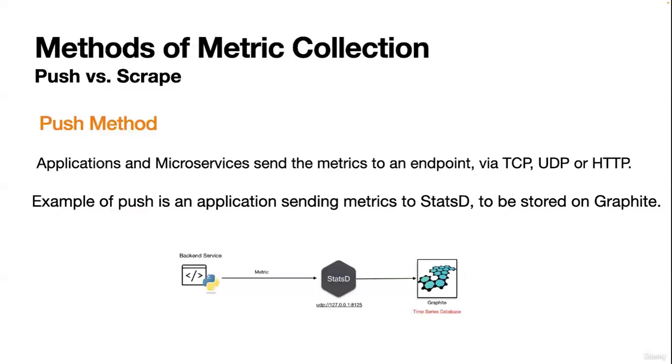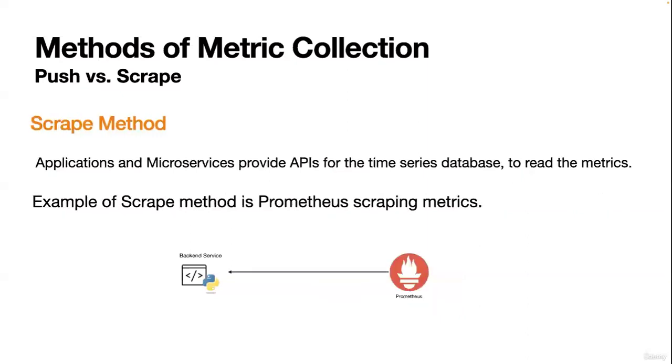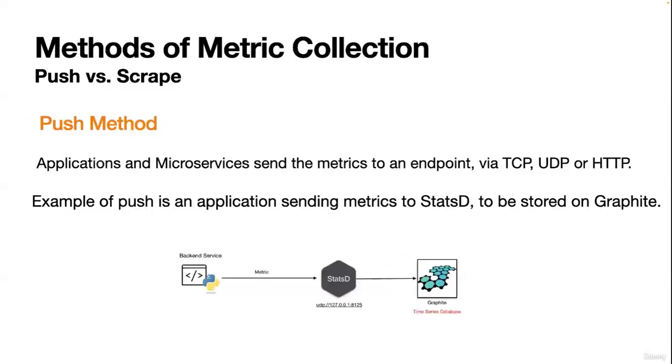Okay. So there are two methods of metric collection: push and scrape. The push method is where it is the application's responsibility to send the metrics to a particular endpoint. For example, you have a database, like a Graphite database, and your application should send the metrics to that database, which Prometheus makes use of. This is the push method. Push method means the application or backend service sends the metrics whenever something happens.